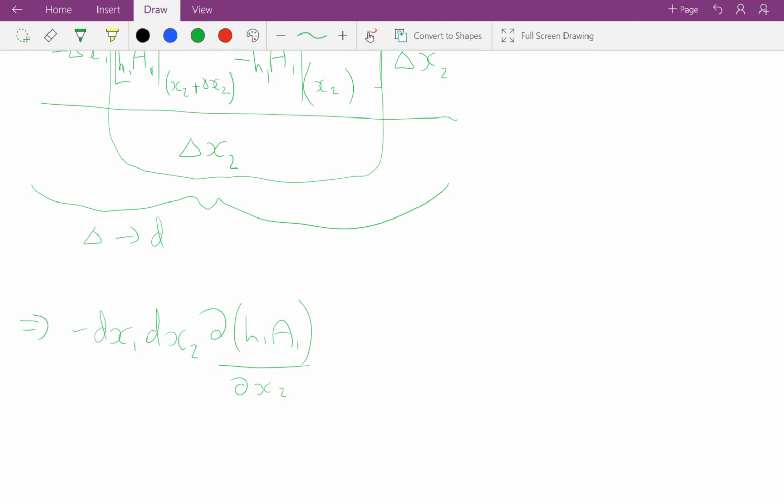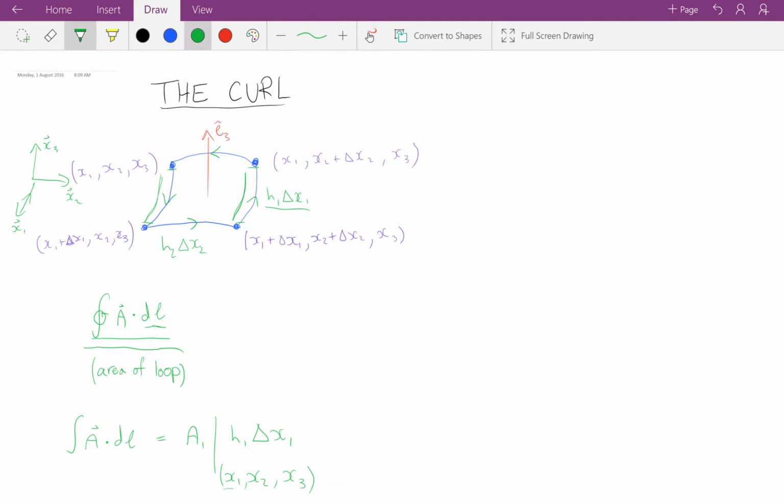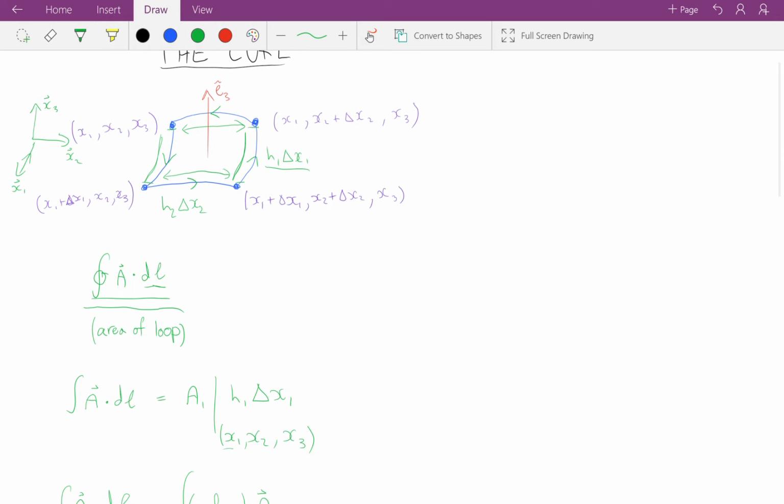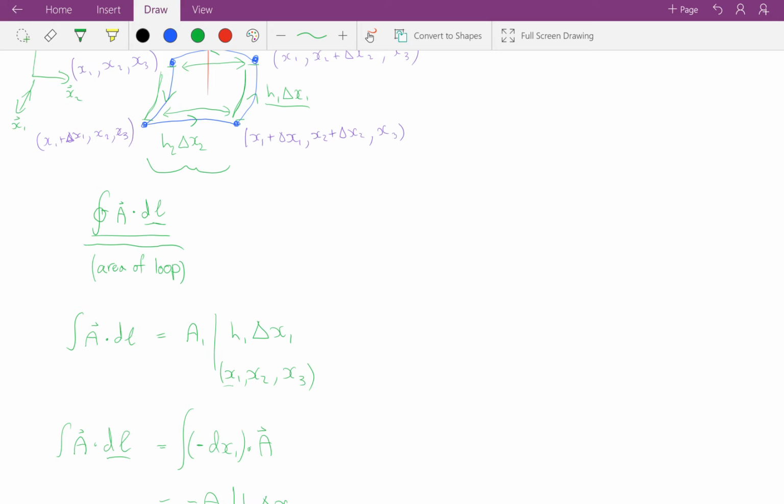Now we can do the same thing for these two sides. So we'll take that bottom side first, this one here. We'll say we're going from this point to this point.